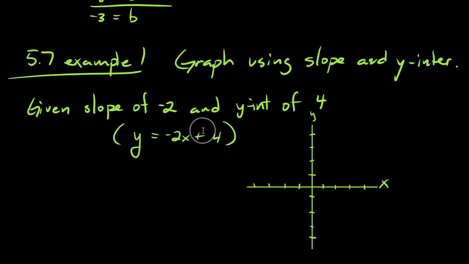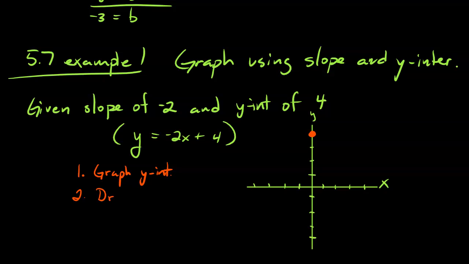So the first thing you're going to do, so I know some of you like steps. Graph the y-intercept first. So you're going to put a point on the y-axis. 1, 2, 3, 4. So that's the y-intercept. That's the first thing you do.